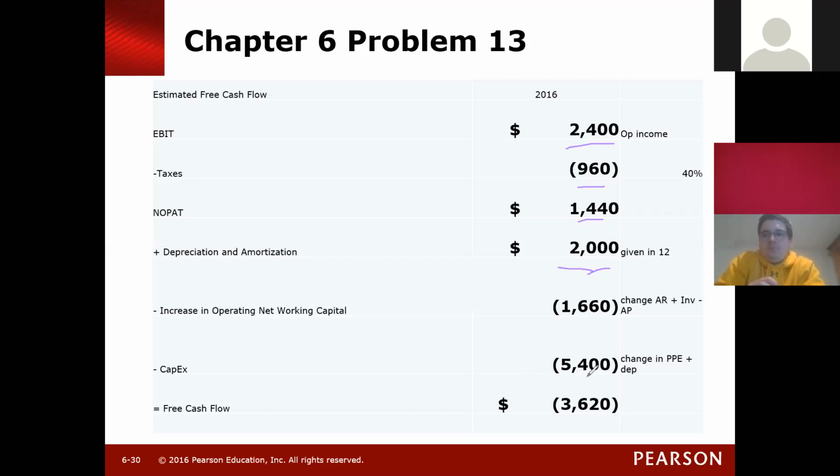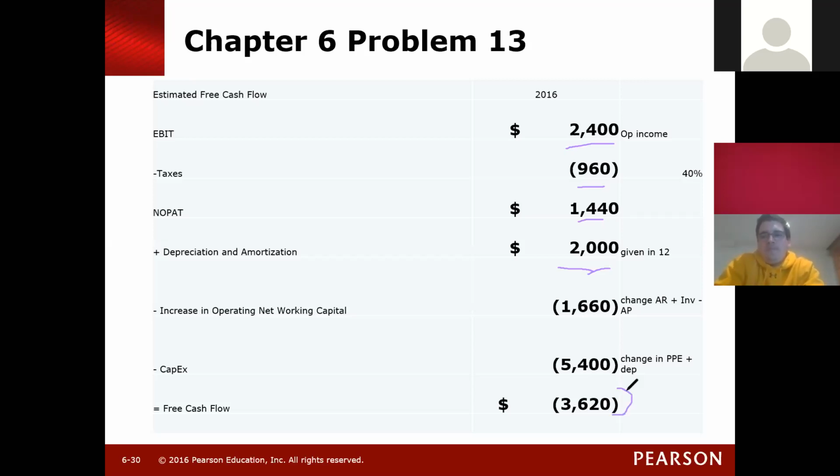Okay, and again for this capital expenditure, we look at our property, plant, and equipment in 2015 is 17,000. In 2016, it has grown to 20,400, but we pulled out 2,000. So it increased by 3,400, but we have to add in another 2,000 because that depreciation was pulled out of that net number. So our capital expenditure is 5,400 to get to our free cash flow number of 3,620.